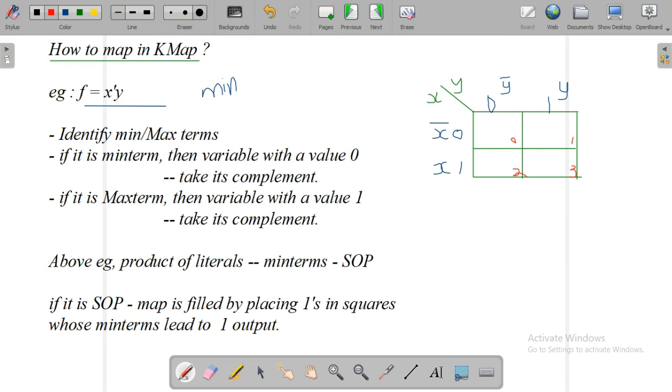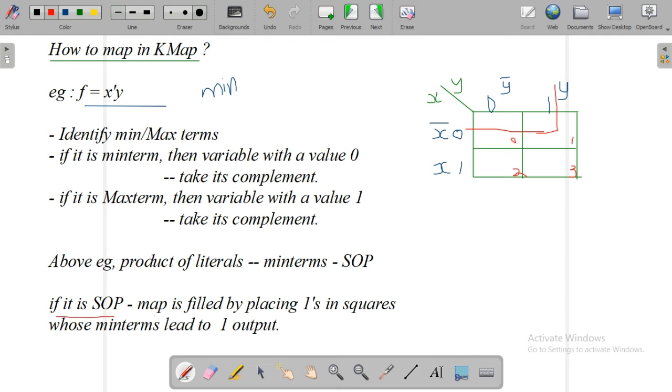Next, in the given question, x dash y, we have to map x dash y. So which one is x dash? This row is x dash, and this is y. So where it is fitting, this is x dash y. X dash y is the minterm, so we have to just remember this point.